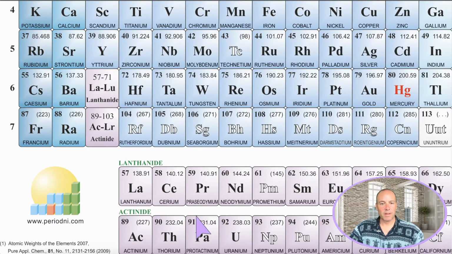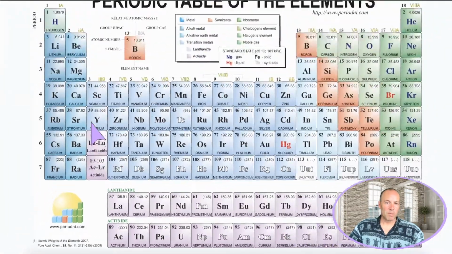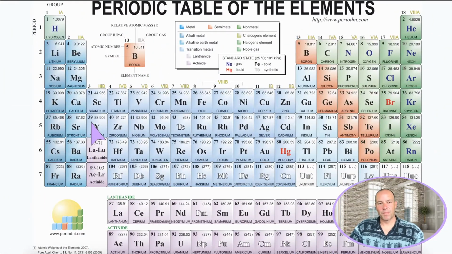Now, this little island out here actually fits right into periods 6 and 7. So if you can imagine squeezing this little mini row right in there as part of period 6, and then this several elements right in there into period 7. So they're really part of periods 6 and 7.